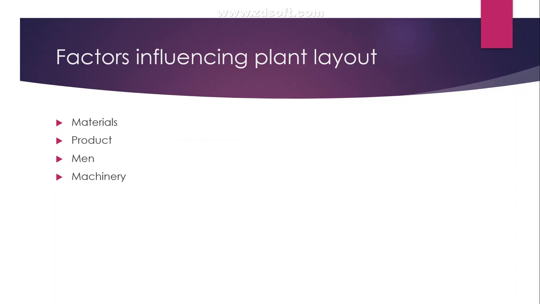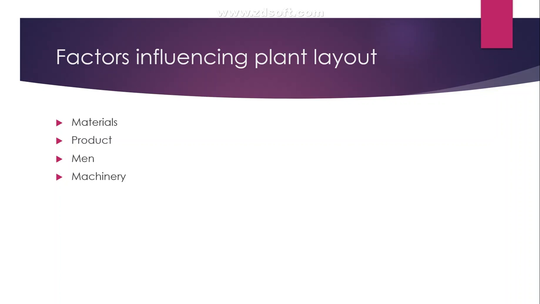Now, machinery. The machinery would depend on the product and the volume of production. The type of process and management policies determine the size and the type of machinery to be involved, which in turn influences the plant layout. That's why the type of product, the volume, the process, and the management policies all have a direct impact on the acquisition of machineries.